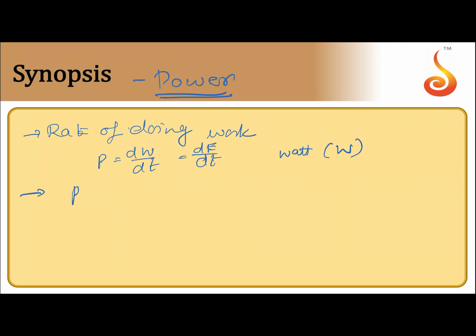This can also be represented like this. If an object is moving under the influence of a force which makes it move at a velocity v, then the instantaneous power is given by F dot v. For example, I am making this move at a force F, instantaneous velocity being v, then the power is given by F dot v. This can be written like this: Fv cos theta, theta being the angle between the force vector and the velocity vector.